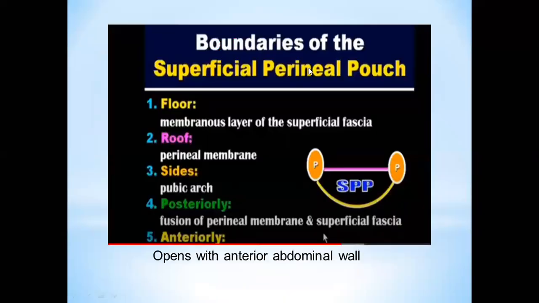Now, as I told you about the superficial perineal pouch and the deep perineal pouch. This superficial perineal pouch, if you see here, this is the perineal membrane. Superficial to this perineal membrane is the superficial perineal pouch. It is formed by the membranous layer of the superficial fascia.